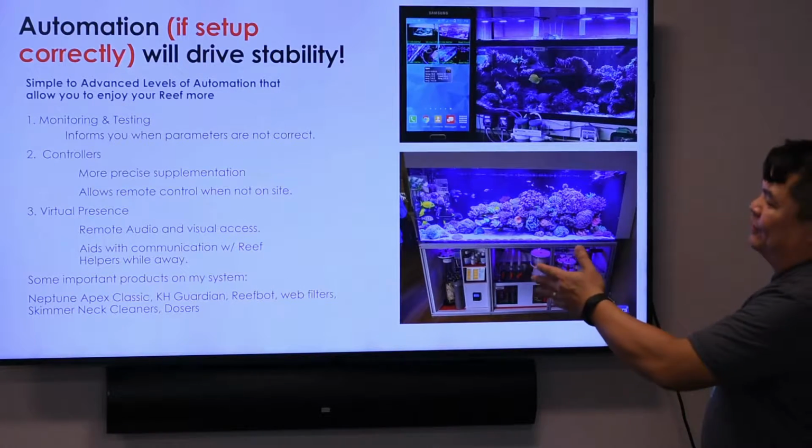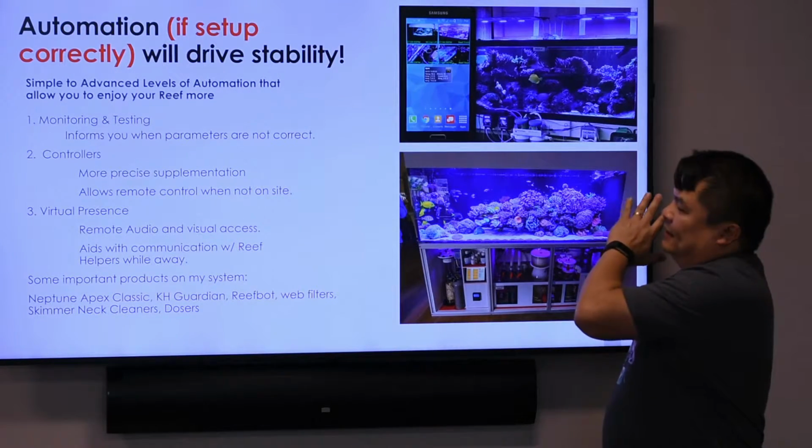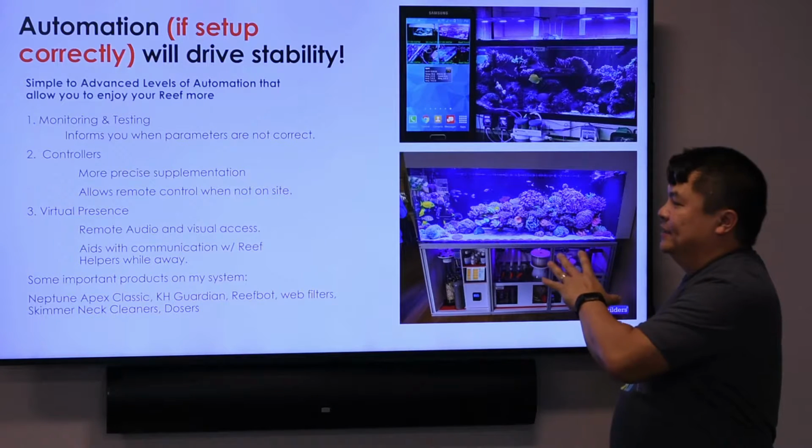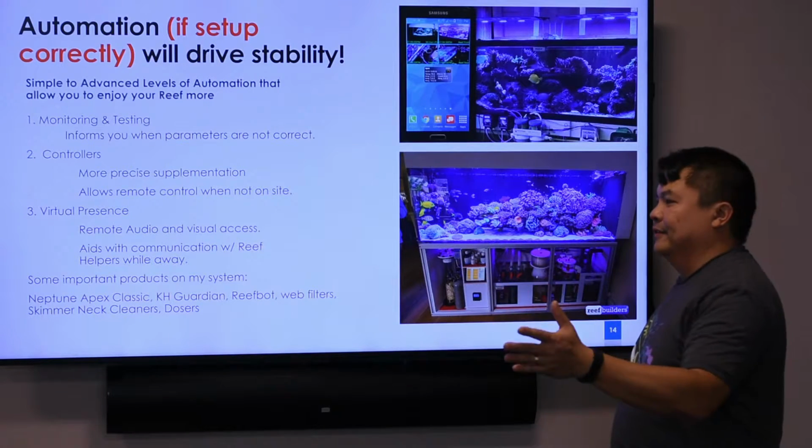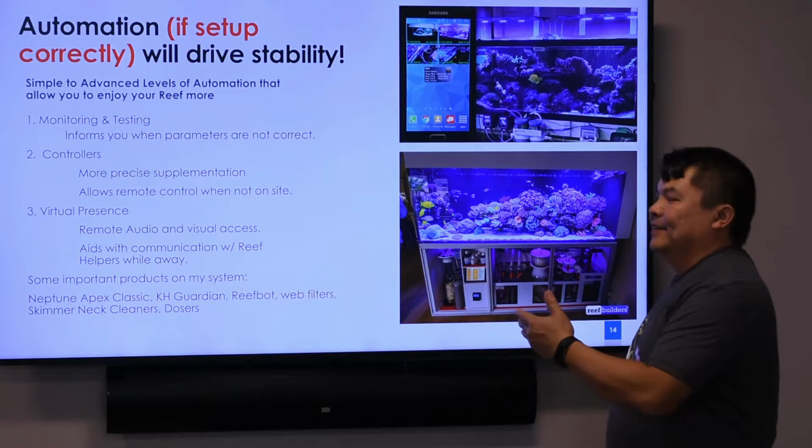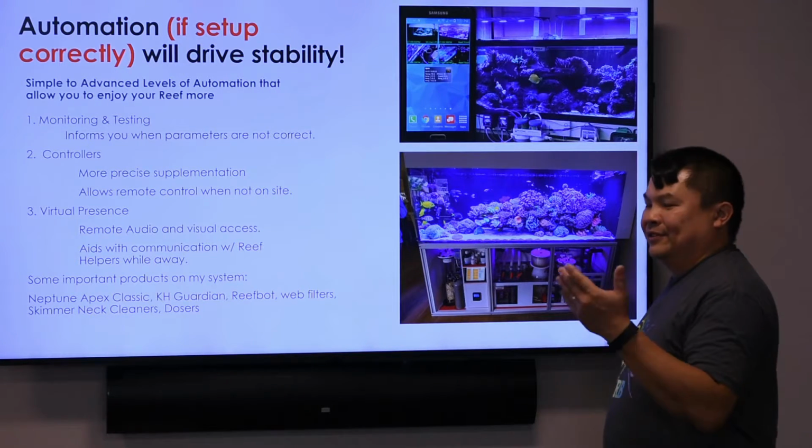So having virtual presence will help you with understanding how the controller works and its limitations, but also help with your reef buddy if you're there, because you have to explain to people how your system works.